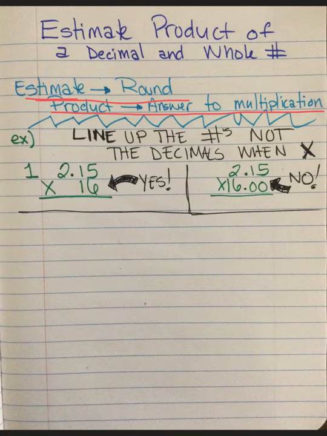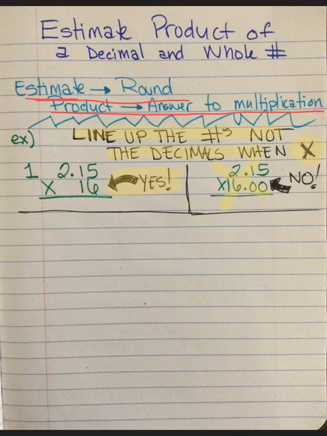I know that when we added and subtracted decimals, we kept on drilling that you have to line up the decimals, line up the decimals. Well, guess what? Now that we're multiplying, we don't line up the decimals. We line up the numbers, not the decimals when we multiply. So this is what it looks like, right? 2 and 1500ths times 16. We don't make 16 into a decimal and then line them up. Cannot do it that way.